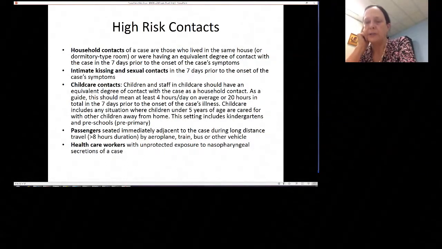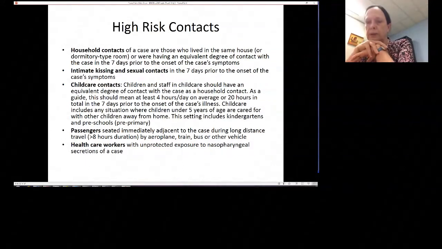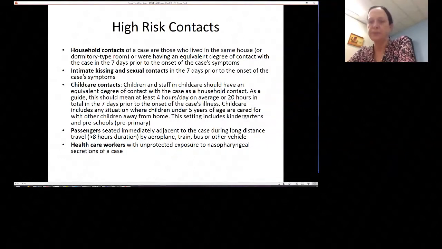So who are high-risk contacts? Basically, we're speaking about household or household-like contacts. Household contacts are those who live in the same house or a dormitory-type room, for example a boarding school room, or who have an equivalent degree of contact with the case as a household contact in the 7 days prior to the onset of the case's symptoms. Intimate kissing and sexual contacts are fairly self-explanatory, and that's also the same time period.